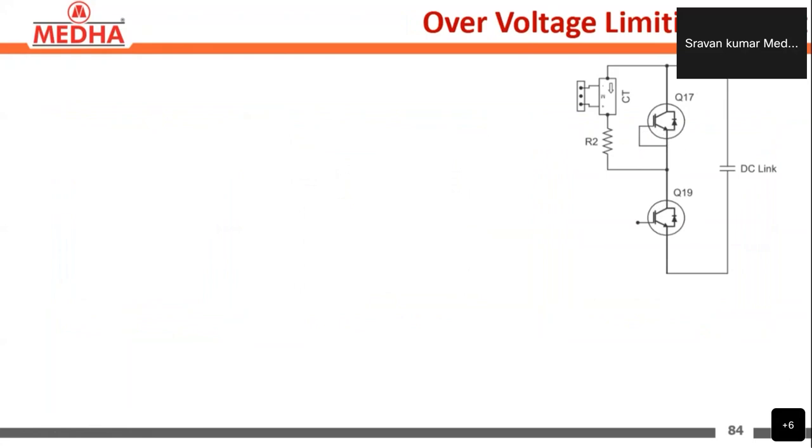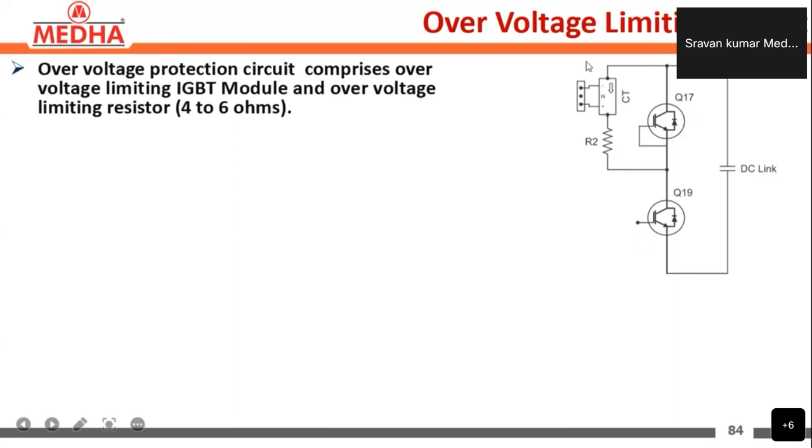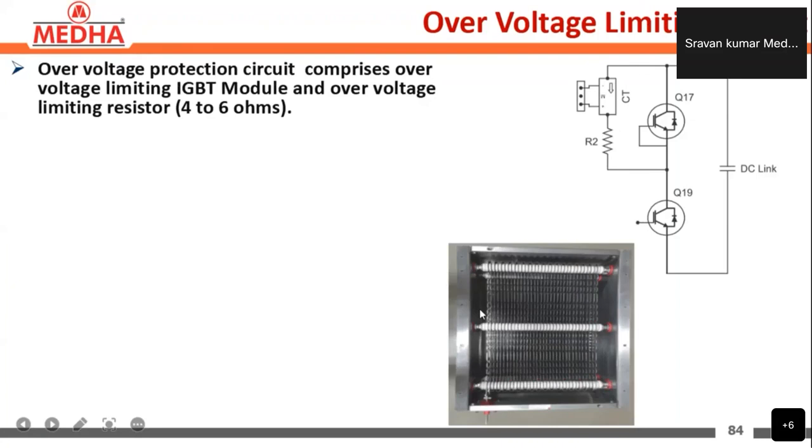Whenever there is an excess voltage in the DC link, about 3000 volts, this IGBT will get a signal from the brake chopper, sorry, the OFC card, and the IGBT will be closed. In that condition, the excess voltage present in the DC link will be discharged to the R2 resistor here. The R2 resistor is of 4 to 6 ohms. Here we can see the physical appearance of the R2 resistor.